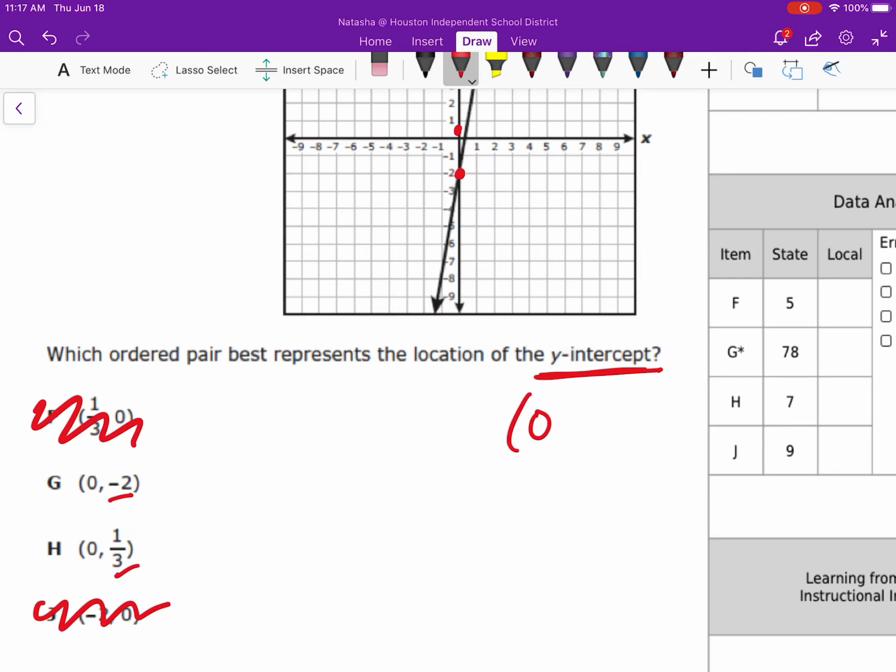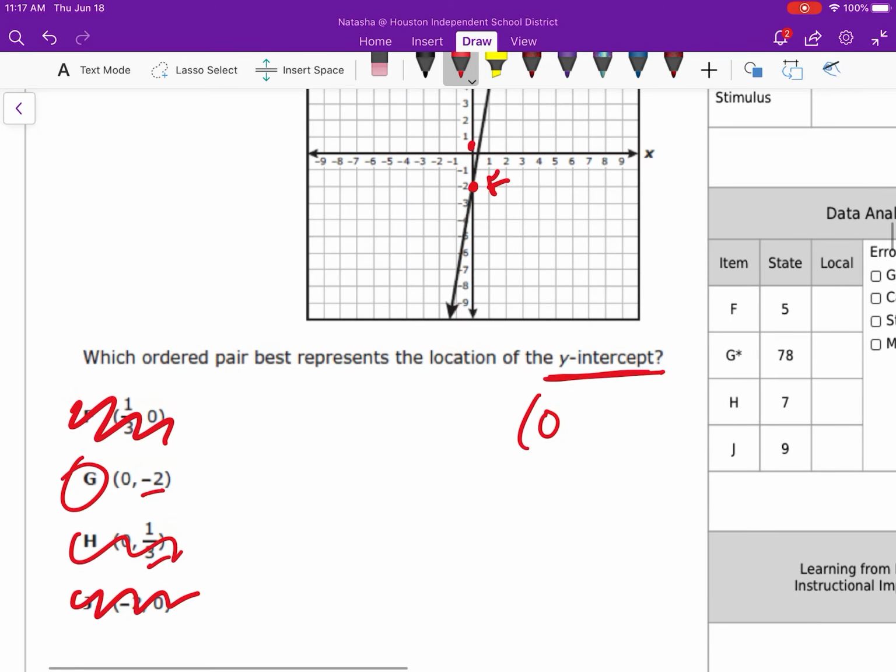Positive 1/3 is up here. So it definitely is not crossing the y-axis there at 1/3. So just understanding that lets you know that G has to be your answer choice. But that point where it intercepts there, that is 0, -2. So that works out as well.